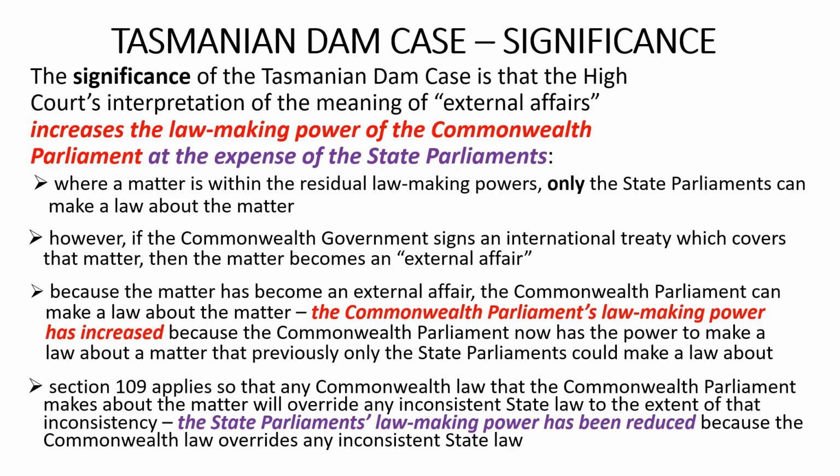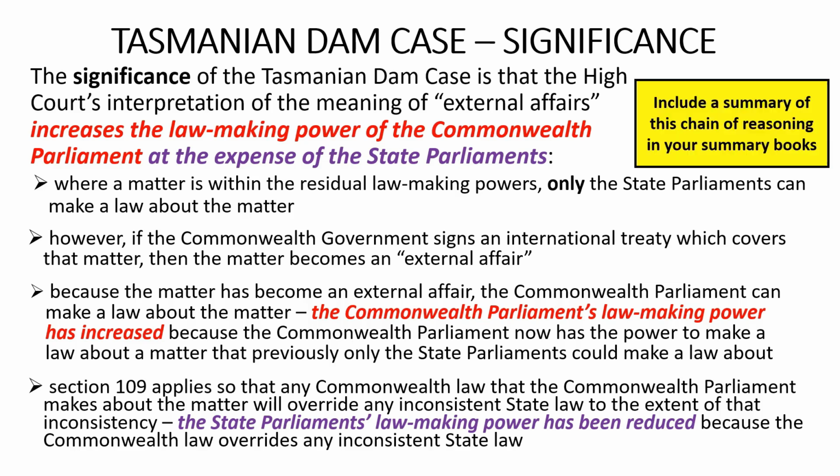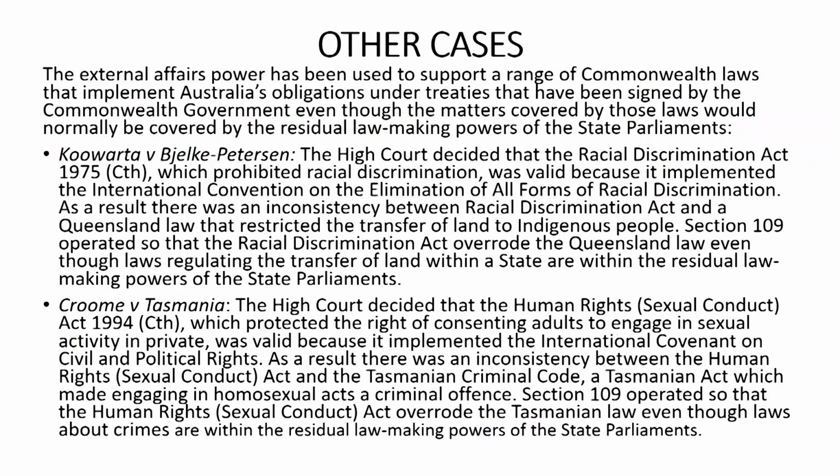And fourth, Section 109 of the Constitution applies so that any Commonwealth law that the Commonwealth Parliament makes about the matter will override any inconsistent state law to the extent of that inconsistency. As a result, the state parliament's lawmaking power has been reduced because the Commonwealth law overrides any inconsistent state law. It's critical that you can explain this chain of reasoning, so please make sure that you practice explaining it in your own words. Include a summary of this chain of reasoning in your summary books.